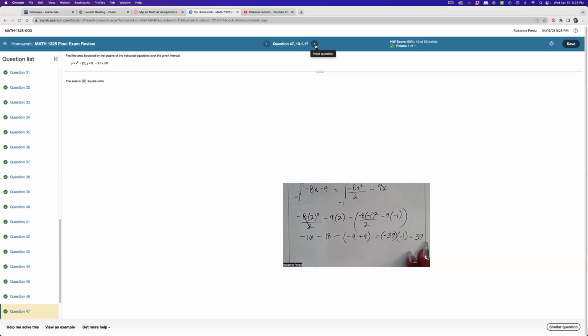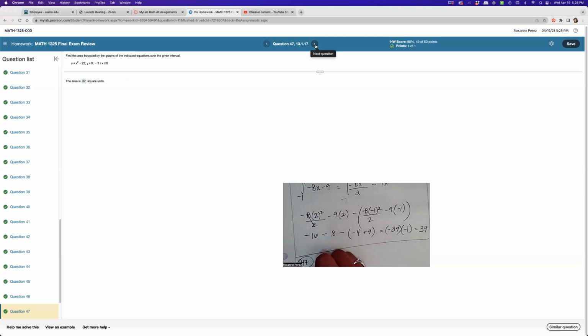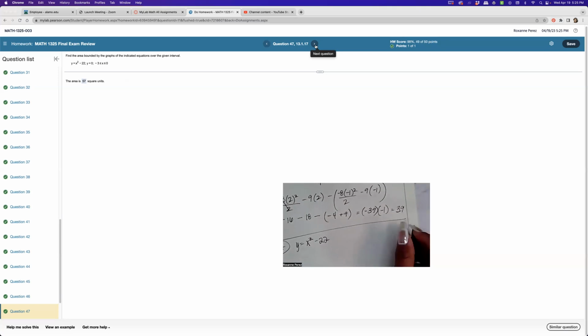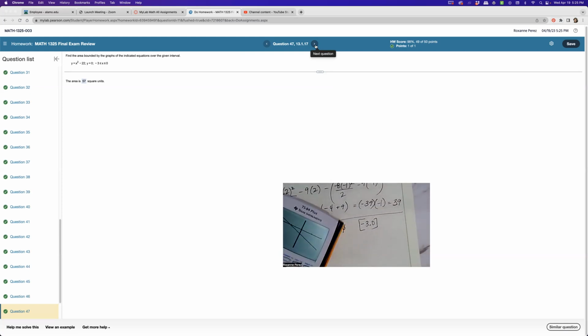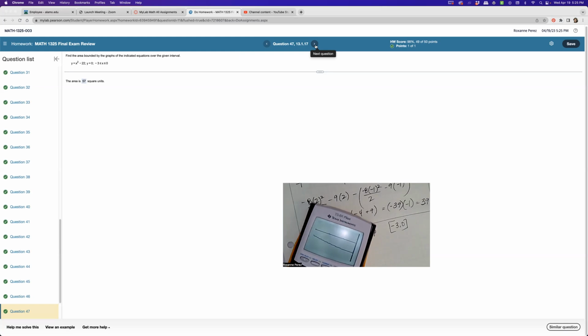Okay, 47. y equals x squared minus 22, y equals 0, and we're evaluating over the interval from -3 to 0. Okay, so let's see what that looks like. Type in our graph, x squared minus 22. We know our window is from -3 to 0. Let's graph that. Again, it's below the x-axis.